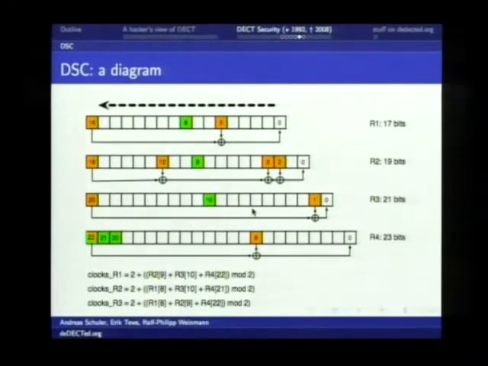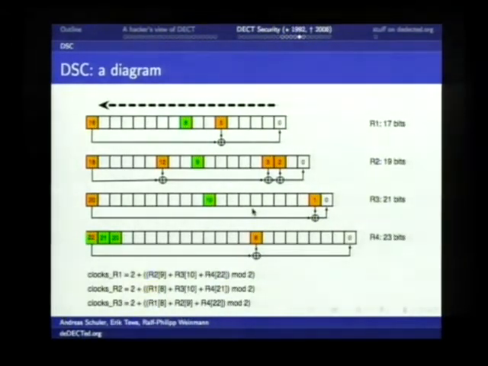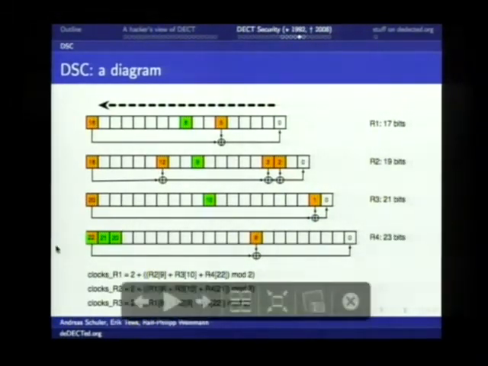Now, here's a diagram of the DSC. Those of you who have looked at the A5 algorithms may find that it looks a little bit familiar, except for the tap positions and the length of the output registers. And it actually was designed at around the same time that A5 was designed, so we figure it was designed by the same group of people.